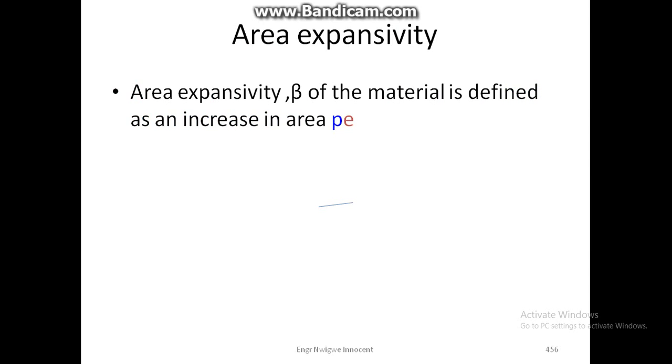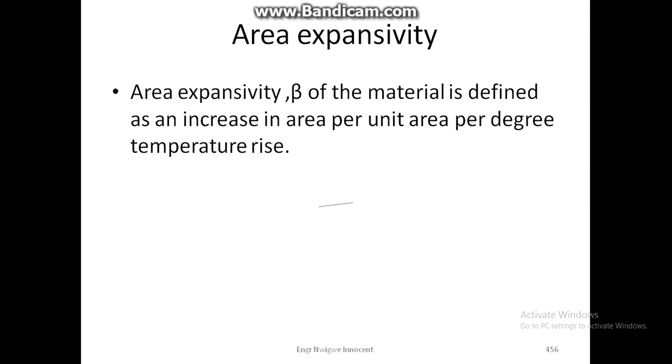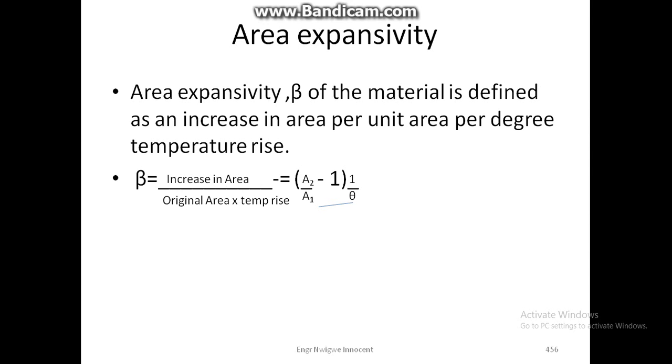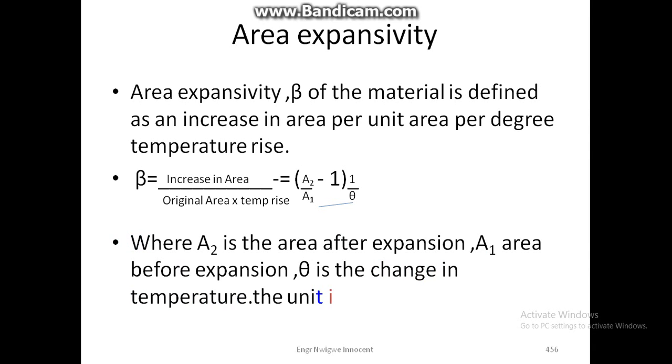Area expansivity. Area expansivity beta of the material is defined as an increase in area per unit area per degree temperature rise. Beta is equal to increase in area over original area times temperature rise, which is also equal to, in bracket, A2 over A1 minus 1, all in bracket 1 over theta, where A2 is the area after expansion, A1 is the area before expansion, and theta is the change in temperature. The unit is per Kelvin.